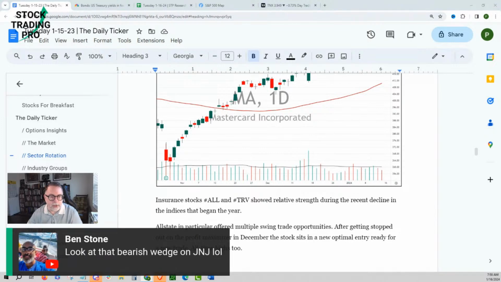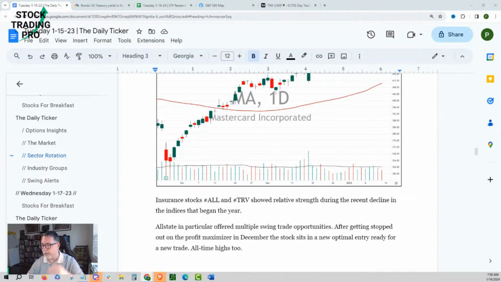Look at that bearish wedge on JNJ. I don't see that, Ben. I think we're looking at something different. It actually broke out and it's above that breakout level. So that's the beauty of looking at price action. We can see it differently. I respect your opinion. I'm seeing it a little bit differently right now.